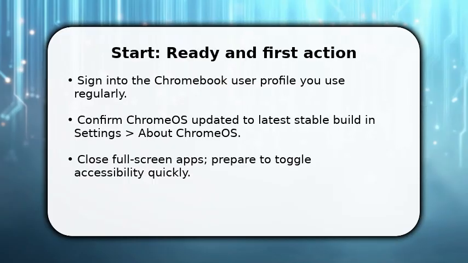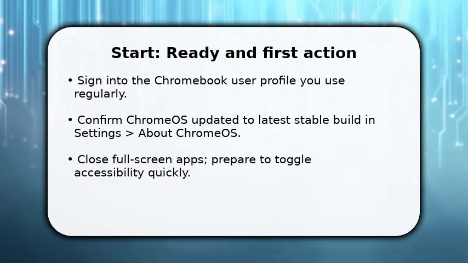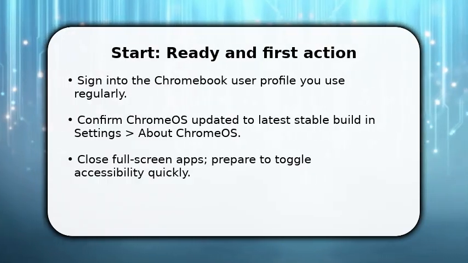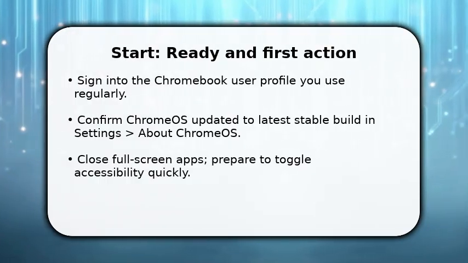If you don't see change, don't panic. The keyboard shortcut is the quickest test of the accessibility toggle. Make sure both hands are steady and hold Search as the launcher key while you press H once.